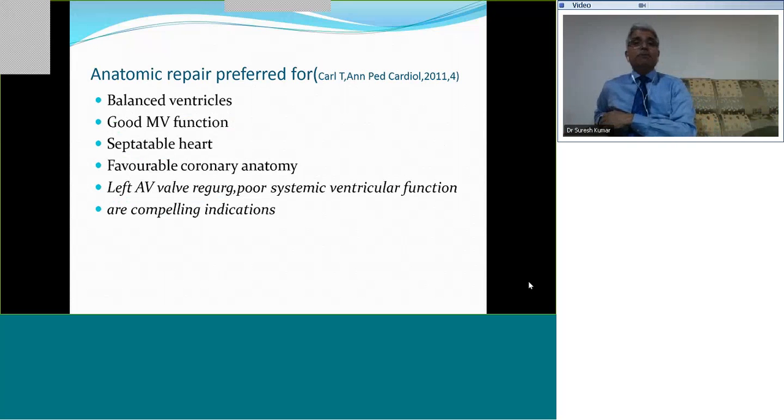And anatomic repair is definitely preferred if there are balanced ventricles, good mitral valve function, the heart should be septatable, and the coronary anatomy should be favorable. These are the sort of caveats before you take up anatomic repair. But it's definitely preferred if there is left AV valve regurgitation or if there is systemic ventricular dysfunction to begin with, because these two entities are not going to do well if the right ventricle stays in the systemic circuit.